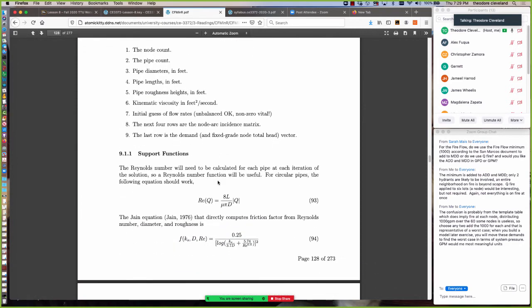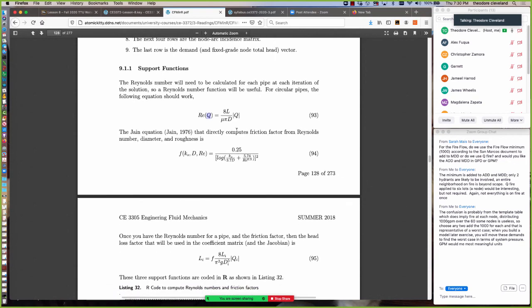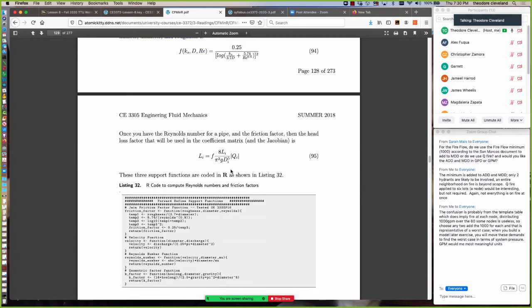What our program will have to do is we're going to have an ability to compute Reynolds number as a function of flow. That's fairly straightforward. We can do it with this formula here. Once we have Reynolds number as a function of flow, we can compute friction factor as a function of roughness height, diameter, and Reynolds number using the Jain equation. That's shown right here. And finally, once we have friction factor, we can compute the capital L coefficients that go into the coefficient matrix and its Jacobian using formula 95 shown here.